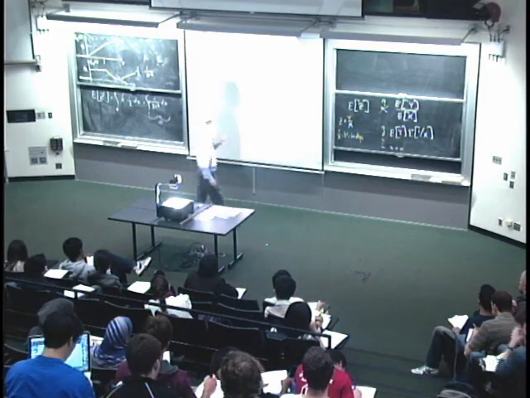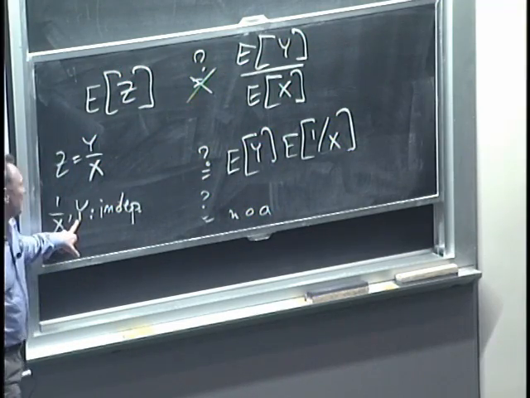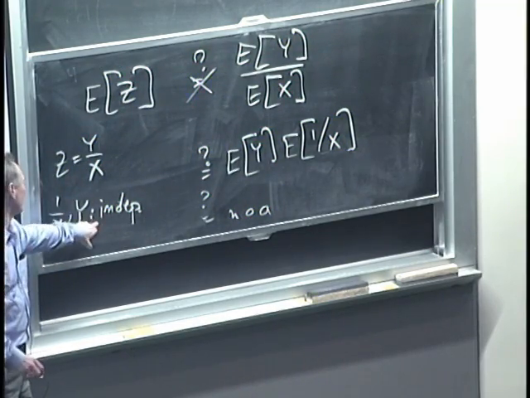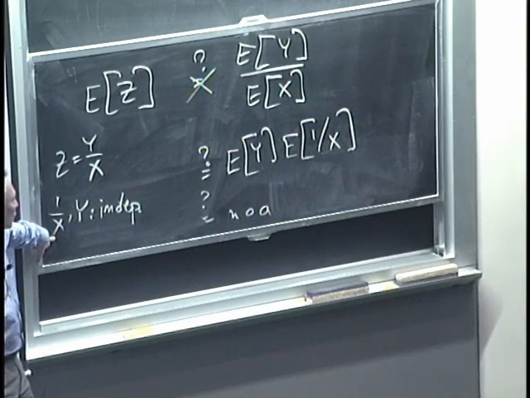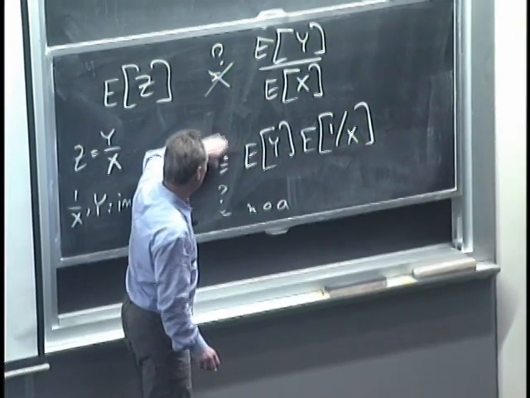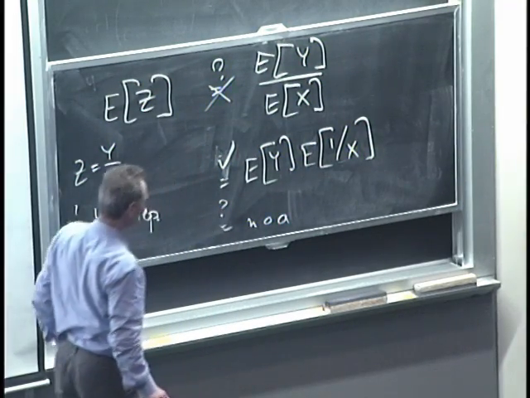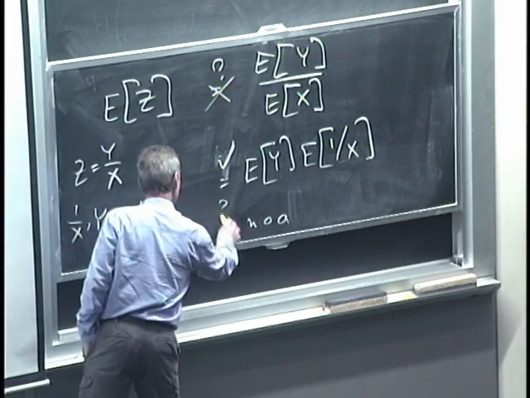So this applies to this case. These two random variables are independent. And since they are independent, this means that the expected value of their product is equal to the product of the expected values. So this relation actually is true. And therefore, this is not true.